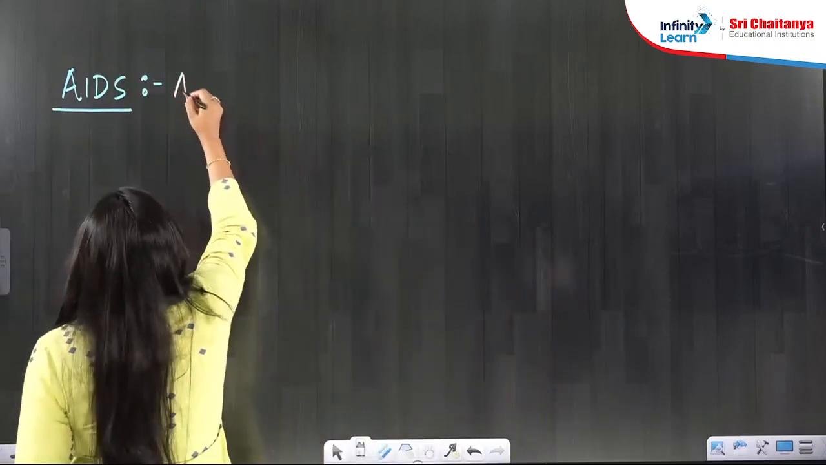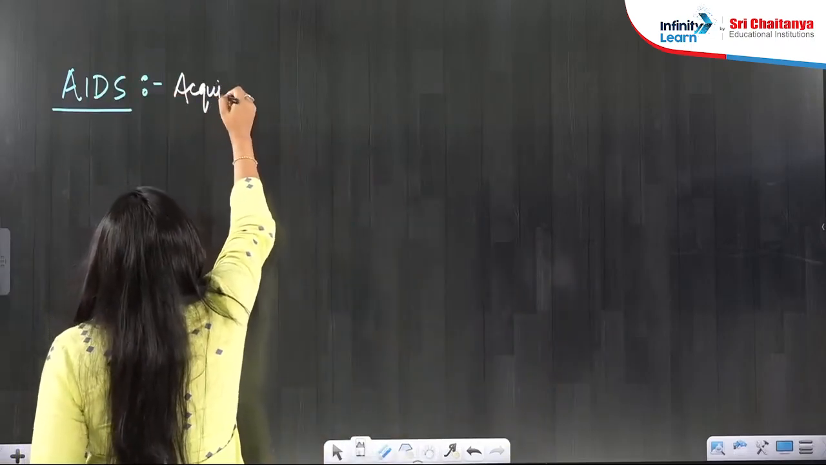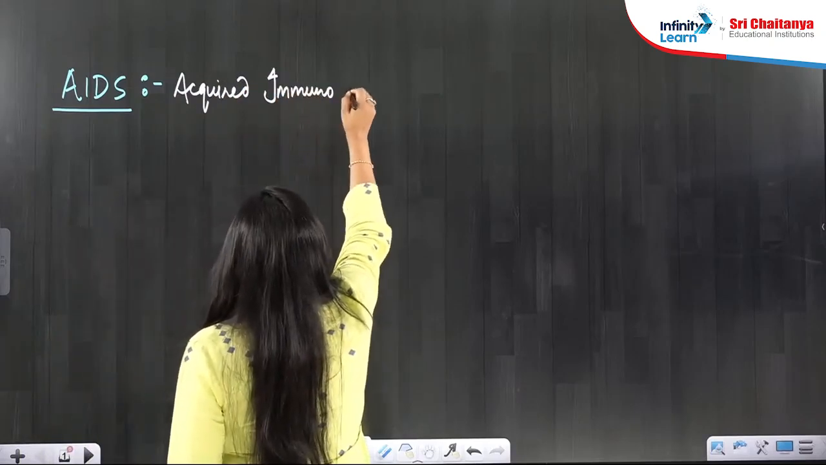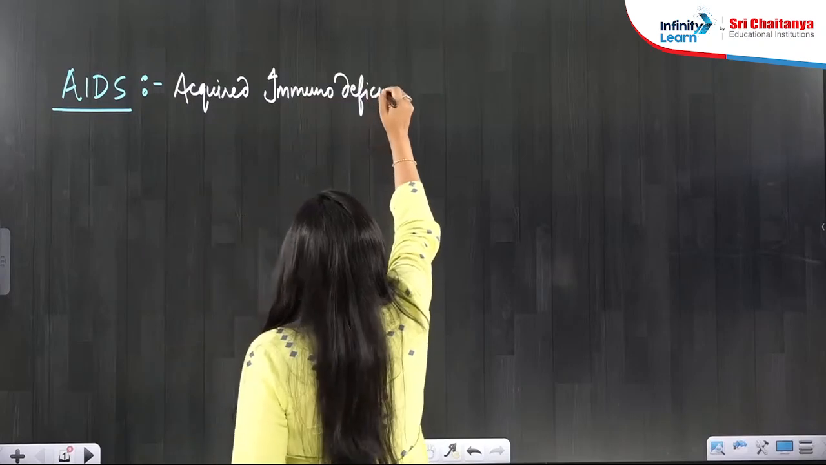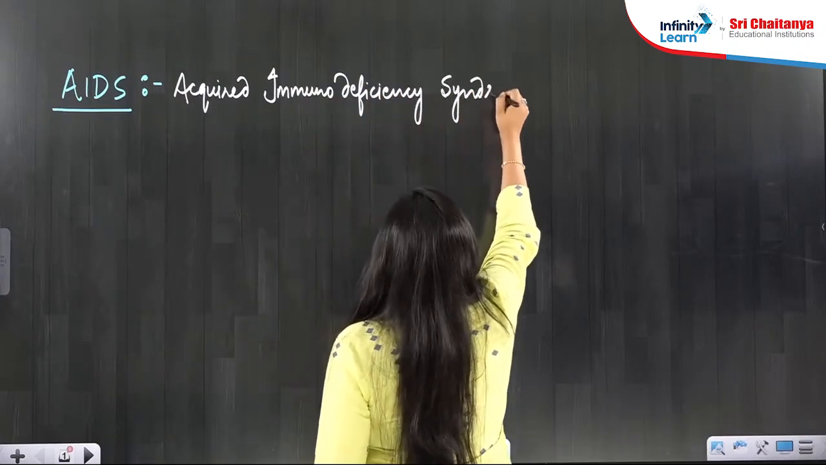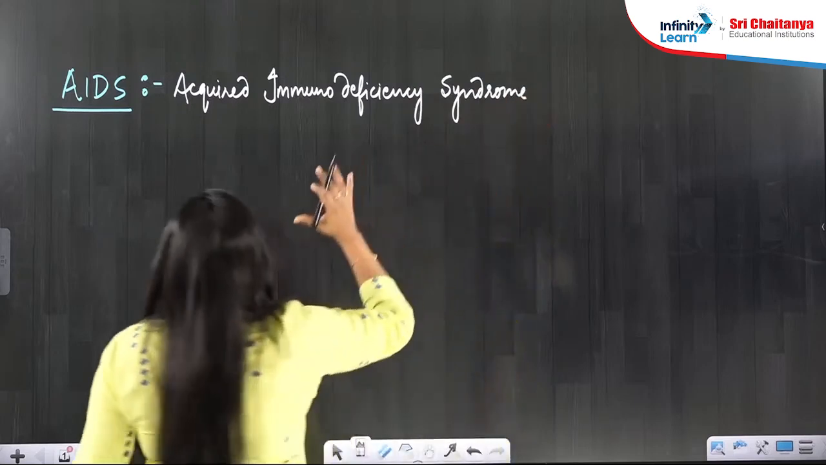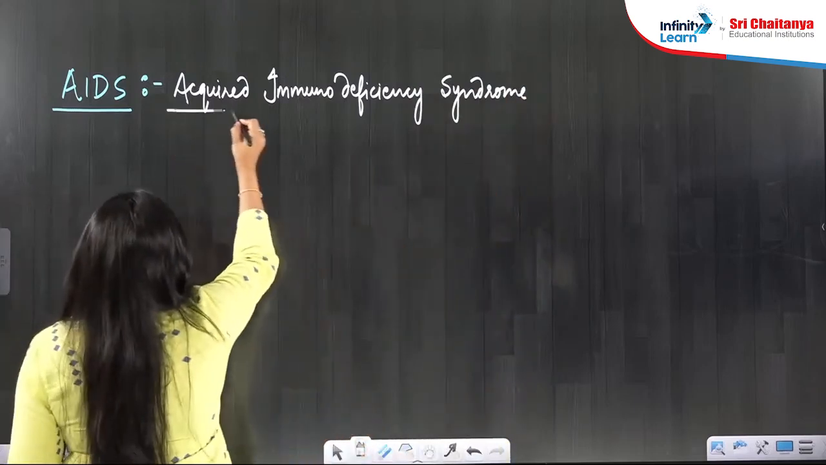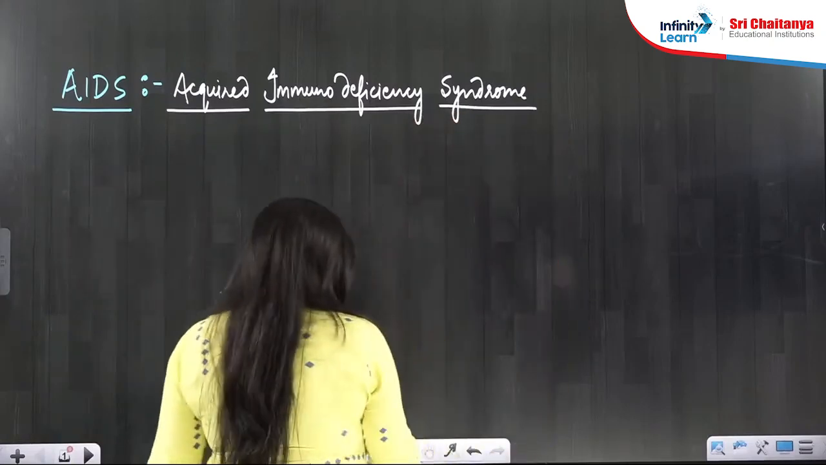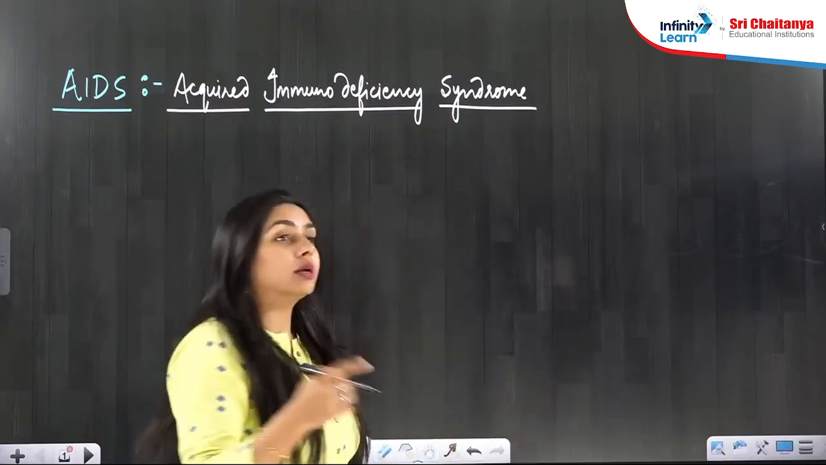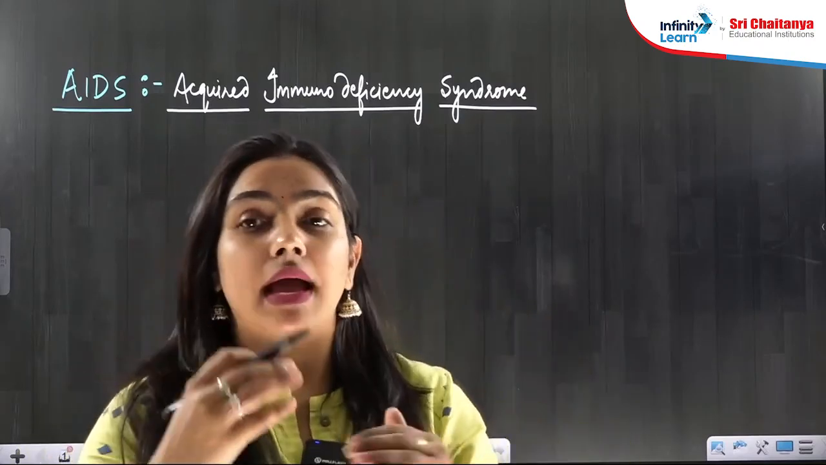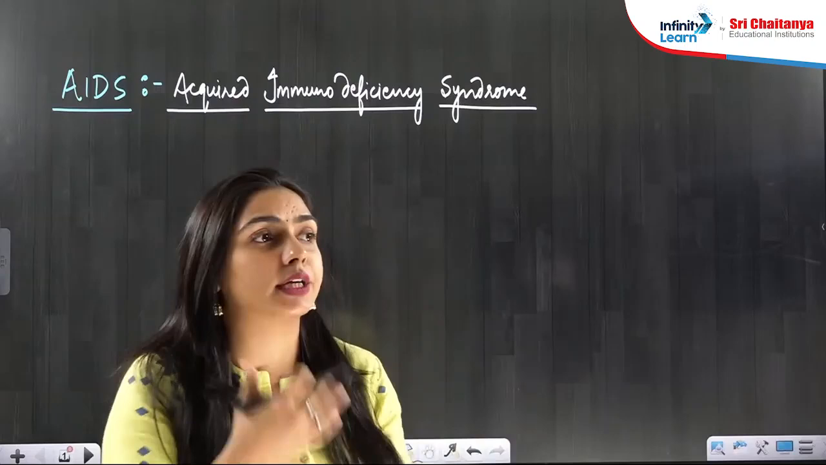Acquired immunodeficiency syndrome. So let us first of all understand, beta, the meaning of acquired immunodeficiency syndrome. The meaning of acquired means it is not present by birth. It is acquired after birth.